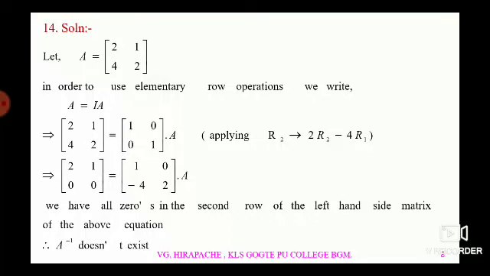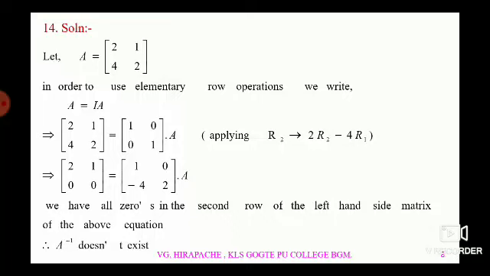Question number 14 from exercise 3.4. Let capital A be the matrix with first row elements 2, 1 and second row elements 4, 2. Once again, to apply the elementary row operations, we write A = IA. Therefore, the left hand side is 2, 1, 4, 2, equal to I, a unit matrix containing the elements 1, 0, 0, 1, into matrix A. Now let me apply the row operation.